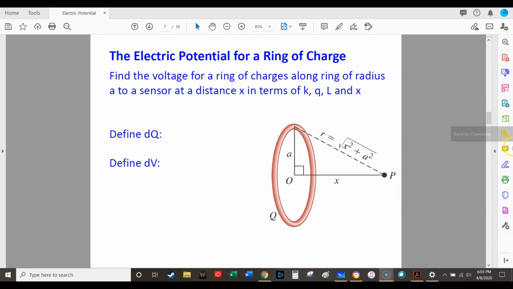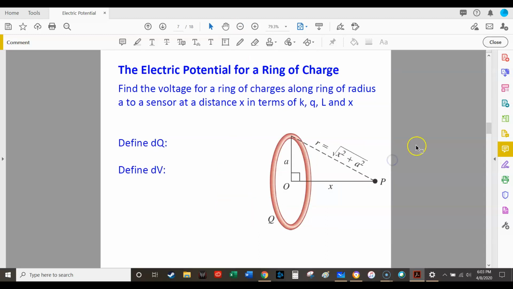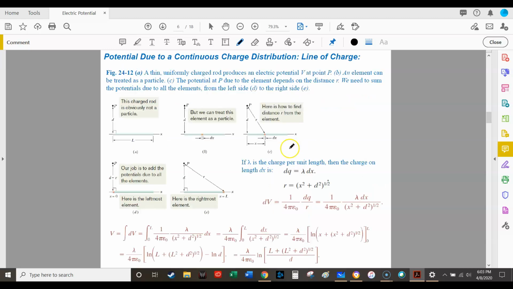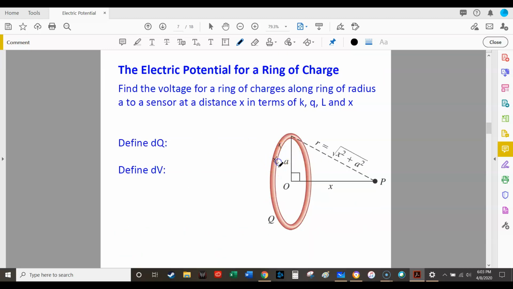So let's go ahead and mark up this document like we did before with the line of charge. Just like before, we're going to imagine there's a line of charges all built up along this ring. This is a ring, and the center of the ring is the 0 point. The radius of this ring is a, and we're going to try to get the voltage at a point P, a distance x away from the center of this ring. As you can see, the triangle is already made for us. The distance to this point right here is r equals the square root of x squared plus a squared.